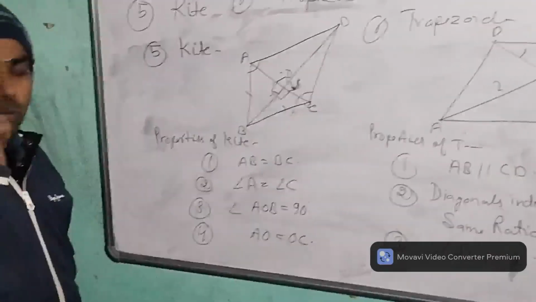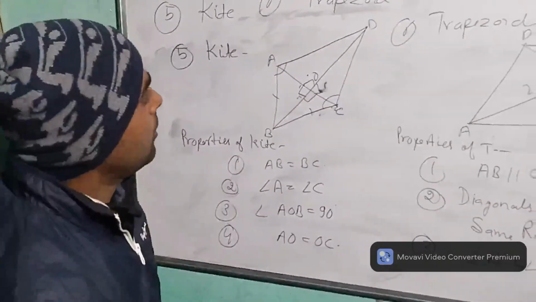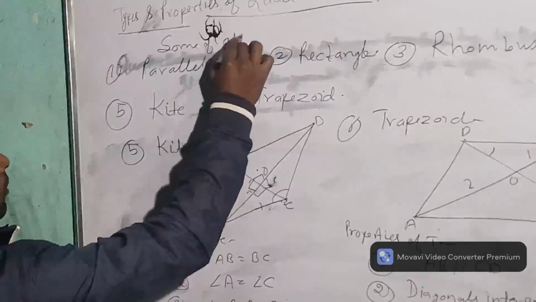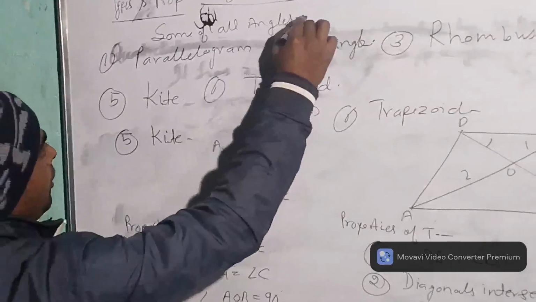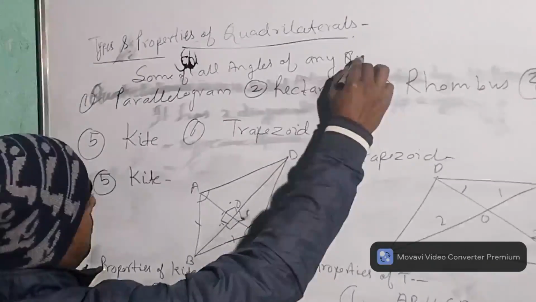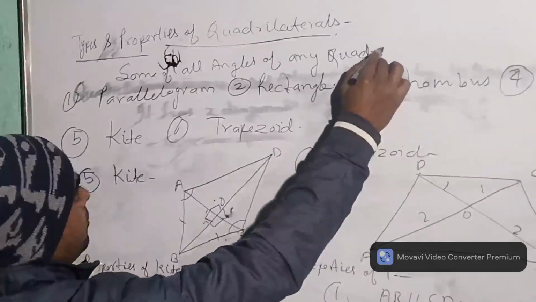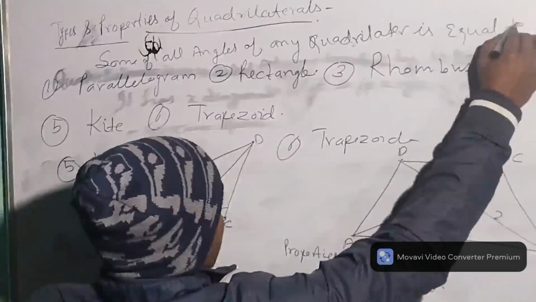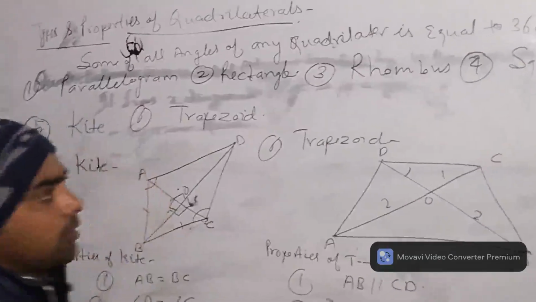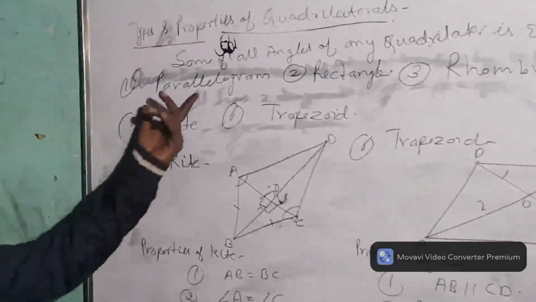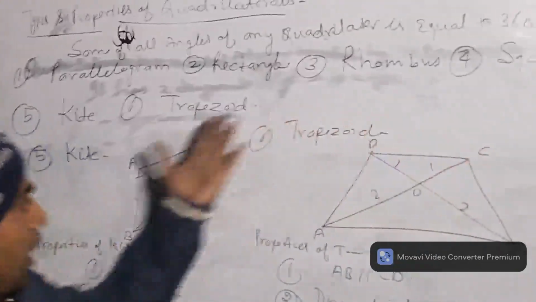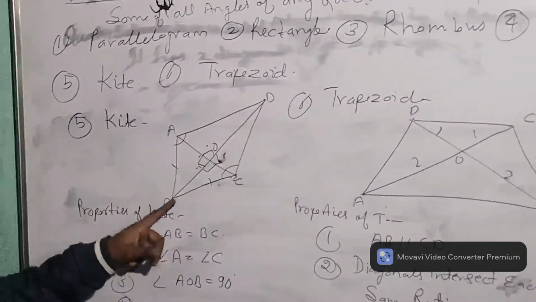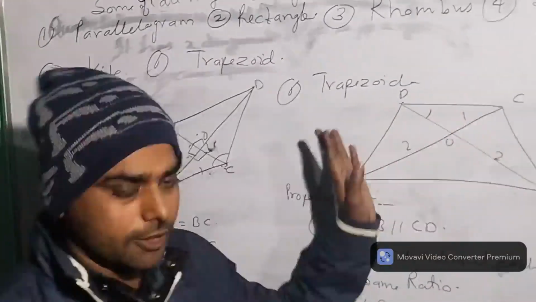And most important, which I forgot to tell, the sum of all angles of any quadrilateral is equal to 360 degrees. Either parallelogram, rectangle, rhombus, square, kite, or trapezoid, the sum of angles will be 360 degrees.